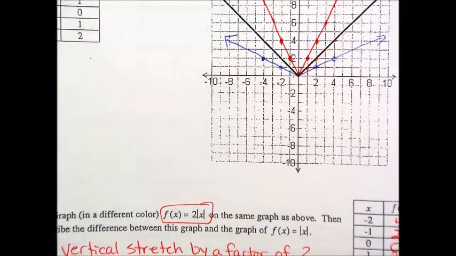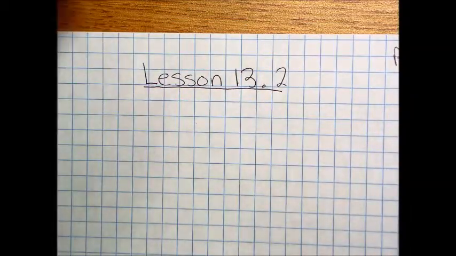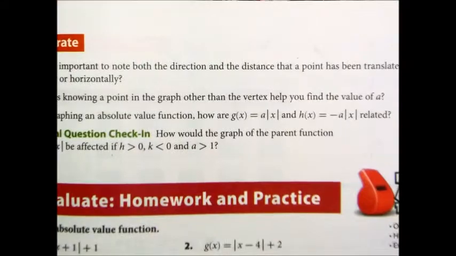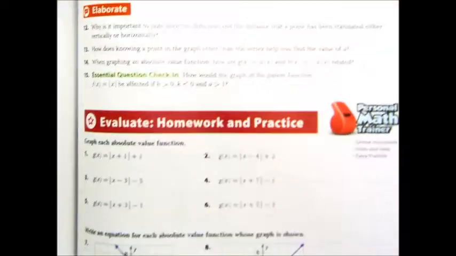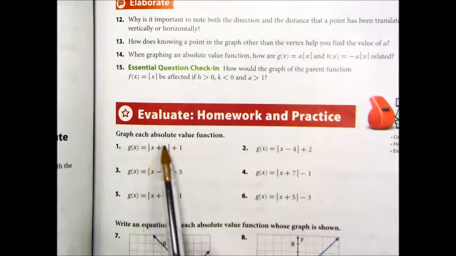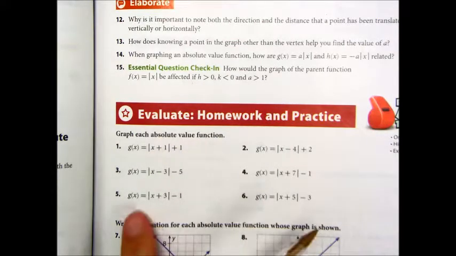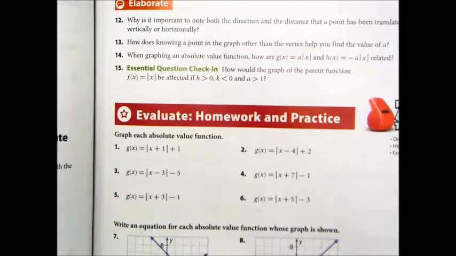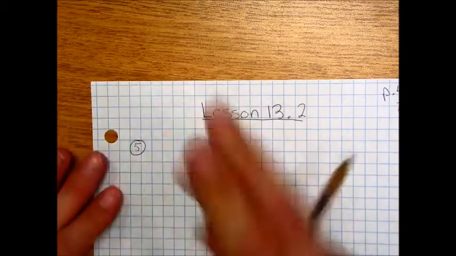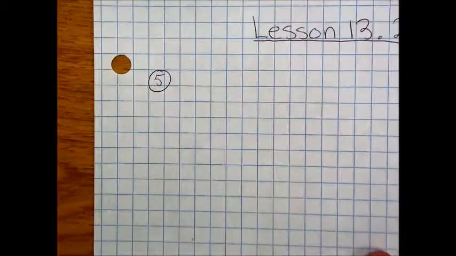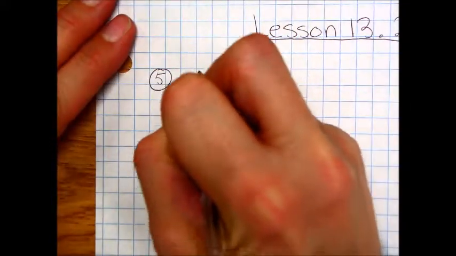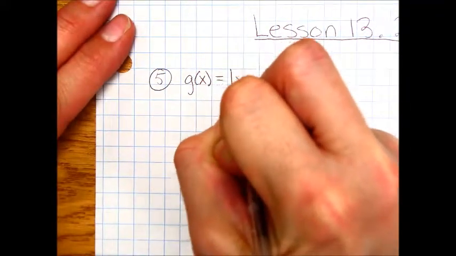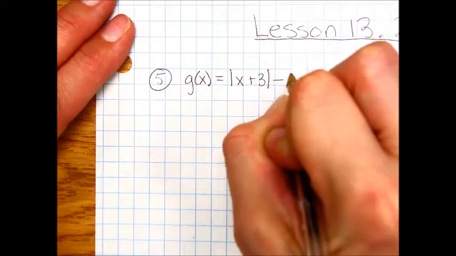So here is why I wanted to refresh your memory with that. If you look on page 475, you are starting on number 5. Number 5 says, graph each absolute value function. And they give you g(x) = |x + 3| - 1. So go to your graph paper. We're going to do number 5 right now. Let me write down the equation with you: g(x) = |x + 3| - 1.